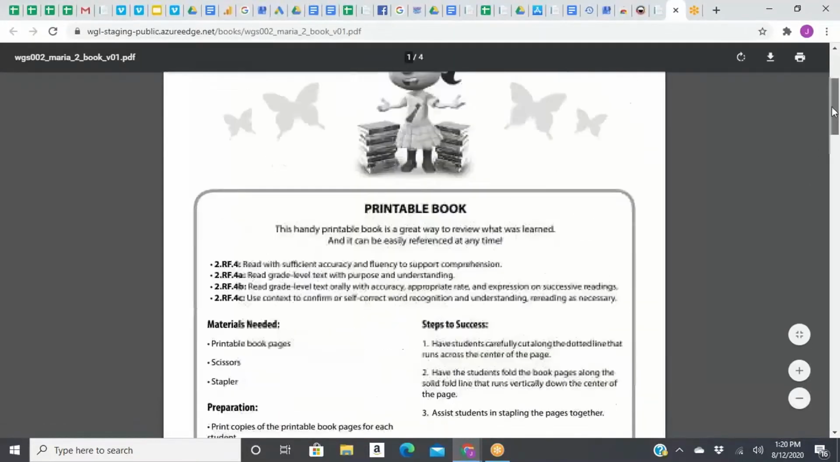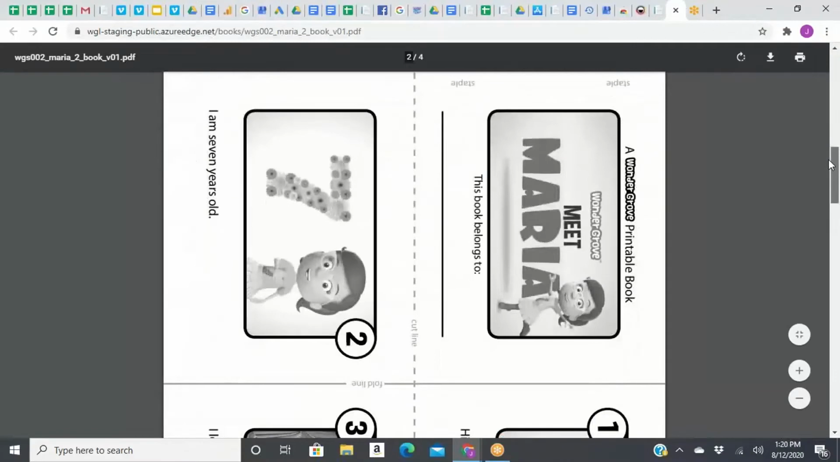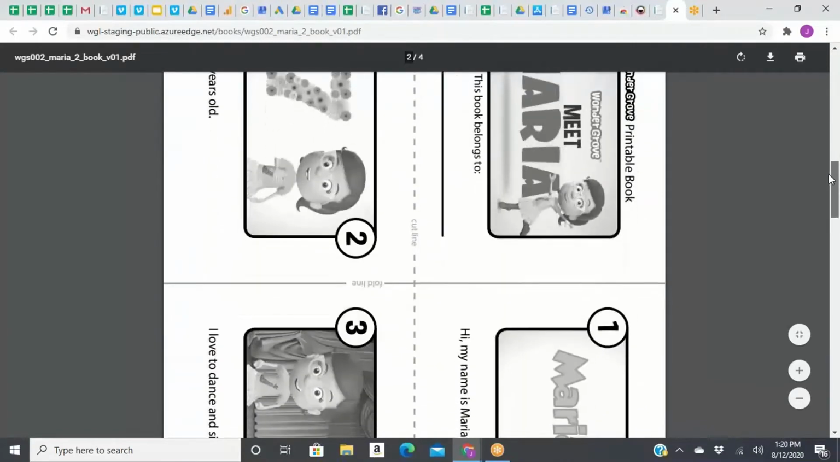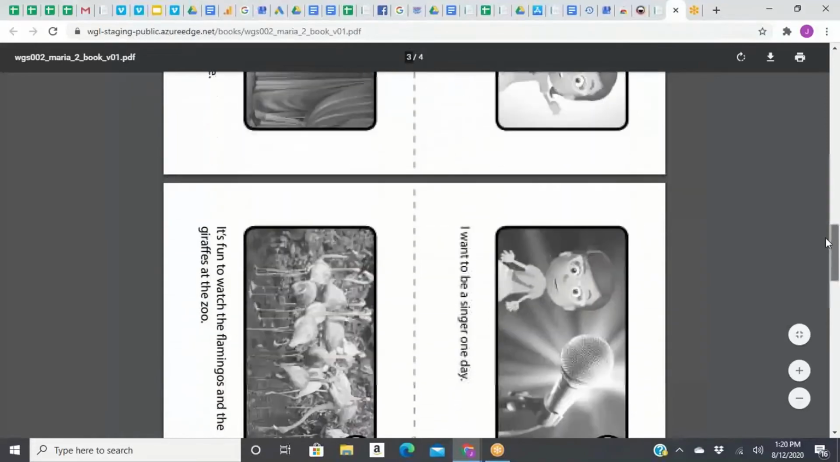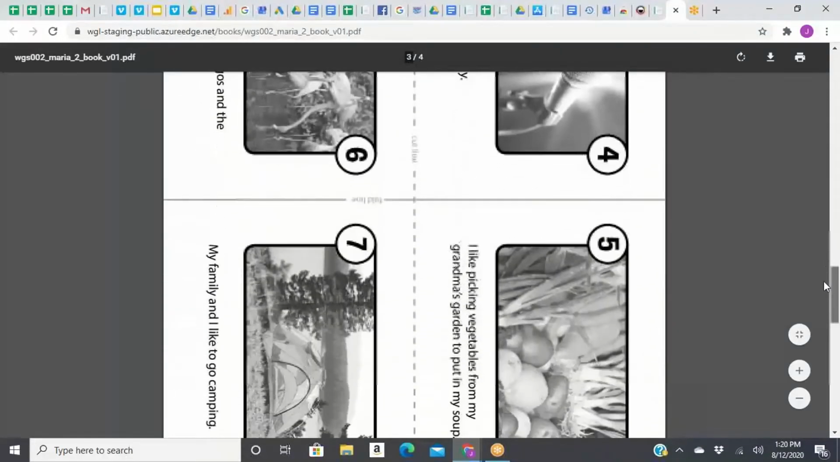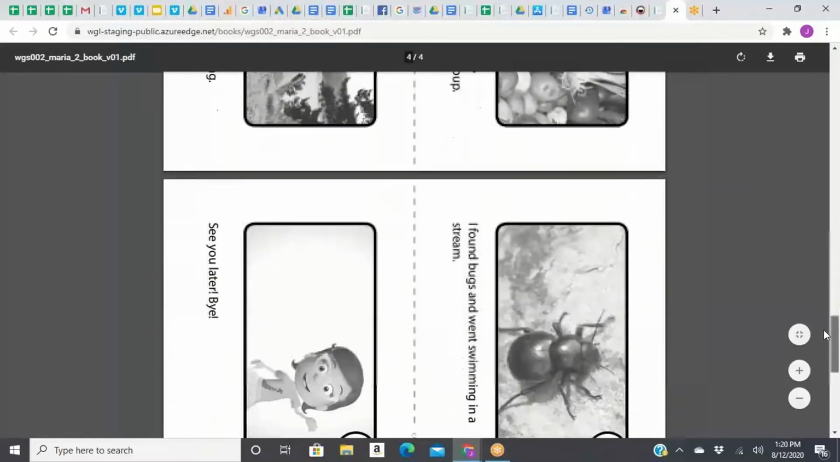The printable books I use throughout the week. It's just another fluency practice. I know it says cut and fold. I actually like to cut these out and use it as a math activity because I have them cut them all out and then put these numbers in order.